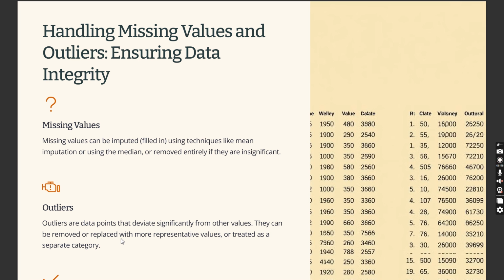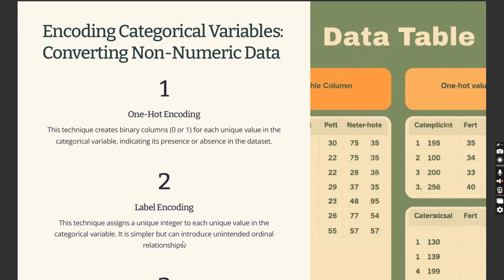Outliers. Outliers are data points that deviate significantly from other values. They can be removed or replaced with some more representative value or treated as a separate category. So encoding categorical variables, converting non-numerical data. One-hot encoding and label encoding.